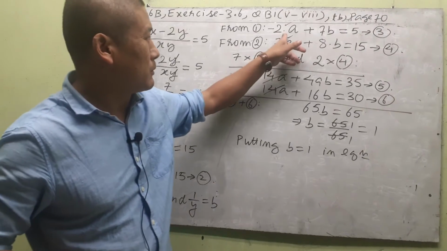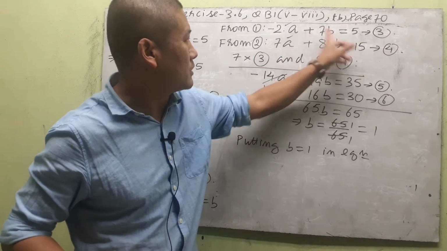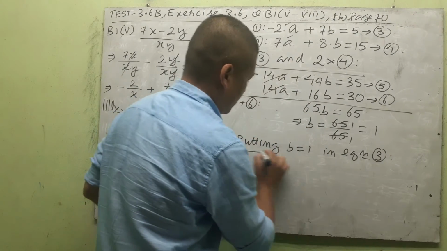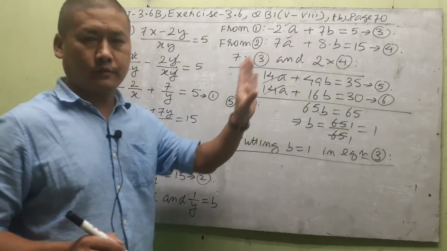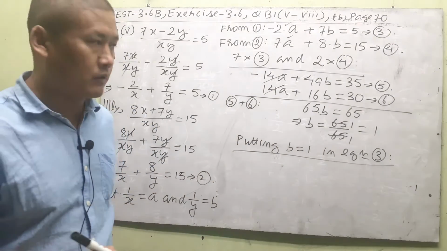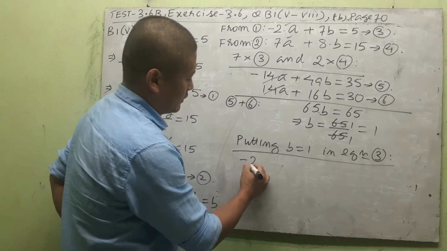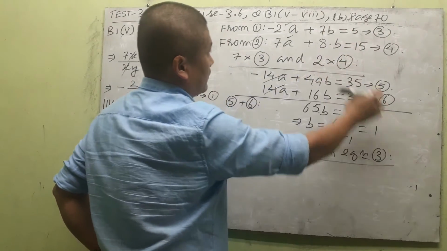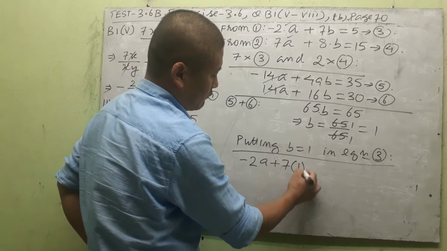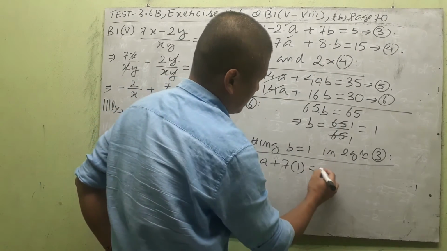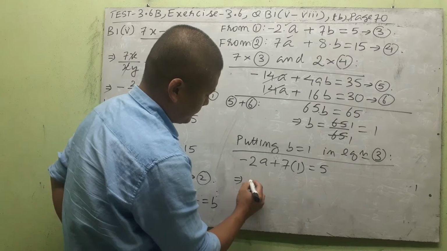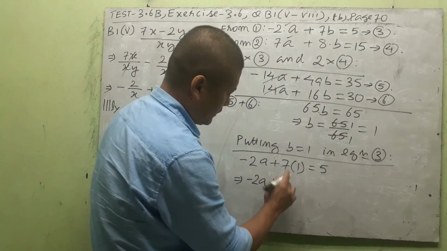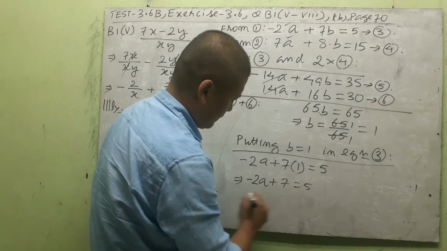Let's put in a simpler one. Here 2, 7, 5 and here 7, 8, so this one seems to be simpler. So let us put in equation 3. Had you put in 4 also, you will get the same value for A, okay? It's not wrong. So minus 2A plus 7B, equation 3 we decided to take. B now is going to be replaced by 1, equal to 5. So here minus 2A plus 7 ones are 7 is equal to 5.